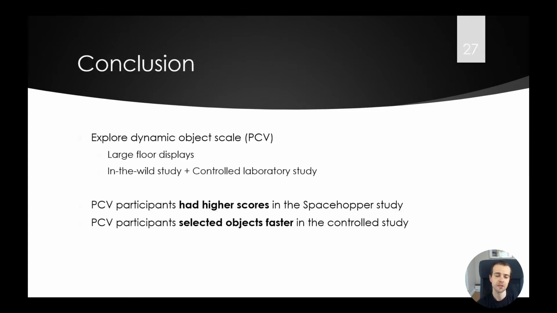So to conclude, we introduce a dynamic object scale technique for floor displays called perspective compensated view. We evaluated it in an in-the-wild study and in a controlled laboratory study. In our in-the-wild study, our participants had higher game scores when exposed to perspective compensated view, and in our control study, participants selected objects faster when exposed to perspective compensated views.